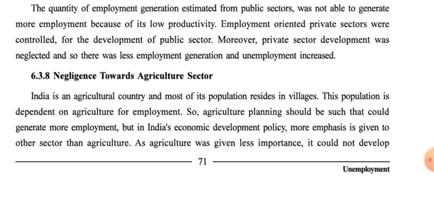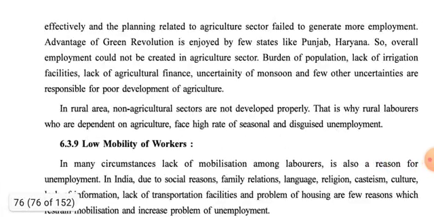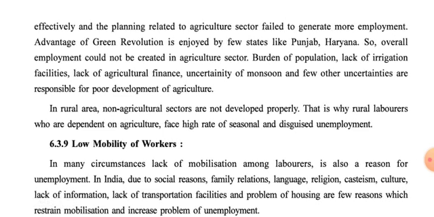As agriculture was given less importance, it could not develop effectively, and the planning related to the agriculture sector failed to generate more employment. On one hand, the maximum employment opportunity is in the agriculture sector, but on the other hand, we failed to make effective planning. So whatever steps are taken by India are not enough for generating more employment opportunities in the agriculture sector, because the development of this sector is very low.